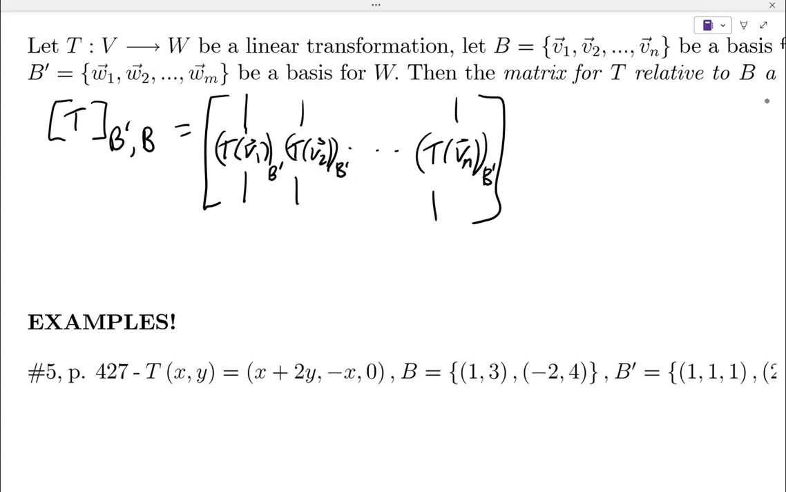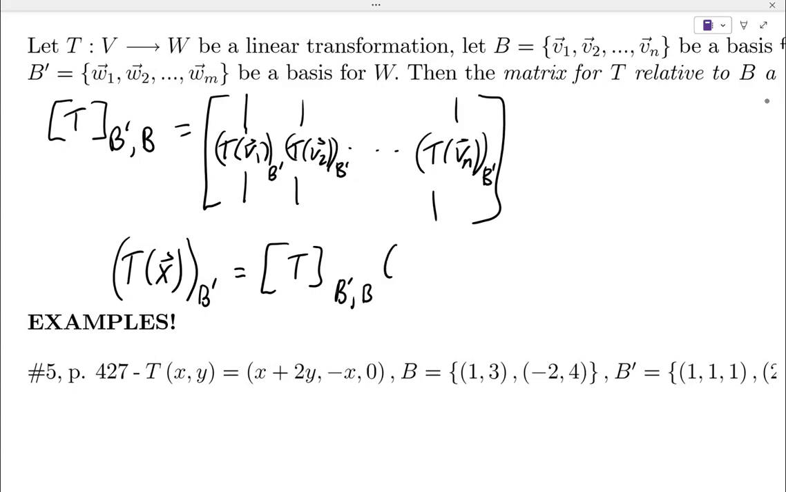Now, if we want to realize all of this stuff through matrix multiplication, if I want to do T of x, whatever x happens to be, we will get the coordinates for that output if I take my matrix that we just found and multiply it by the coordinate vector of x with respect to B. This is how we can realize any linear transformation of finite dimensional vector spaces through matrix multiplication.